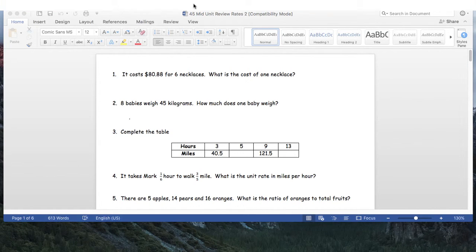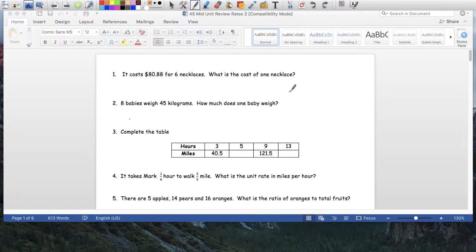Vamos a empezar. So, what is the cost? 80.88 for 6 necklaces. What is the cost of one necklace? 6 necklaces. It is dollars. Necklace. Divided by 6. And we're going to find our unit rate.